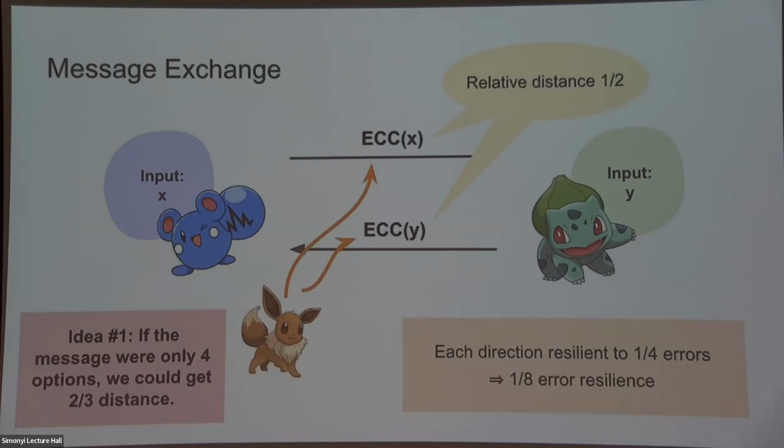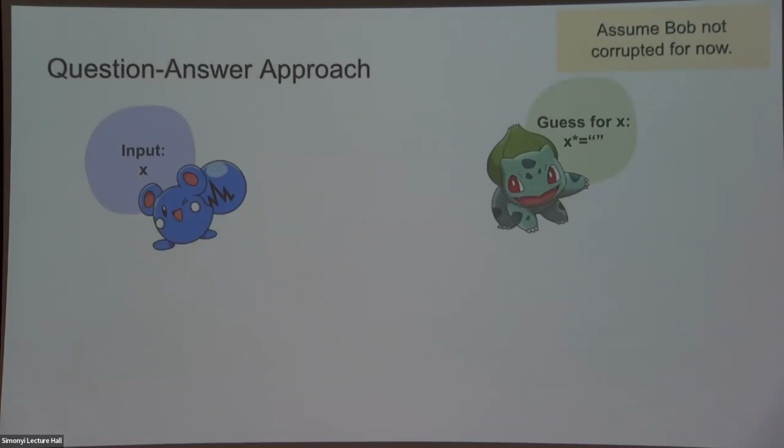Okay, so let me show you how this idea will work in practice. For now, let's assume that only Bob is going to try to learn what Alice has. So Alice is not trying to learn anything about Bob. We're also going to assume that Bob is not corrupted at all for now, so we're only looking at Alice-side errors. This is what I call the question answer approach. It's also probably like feedback.